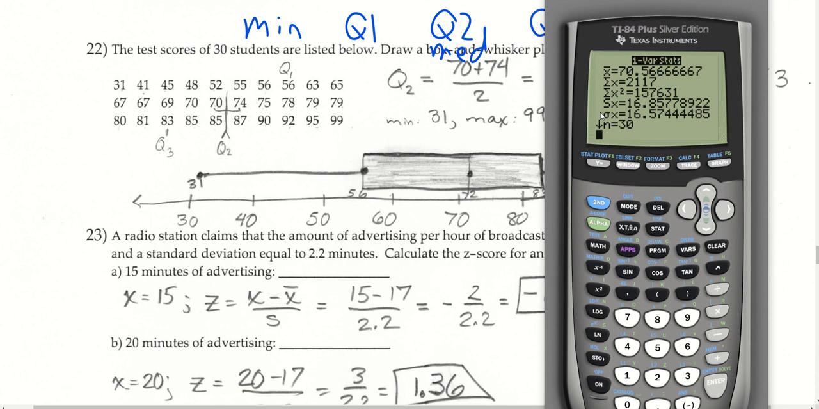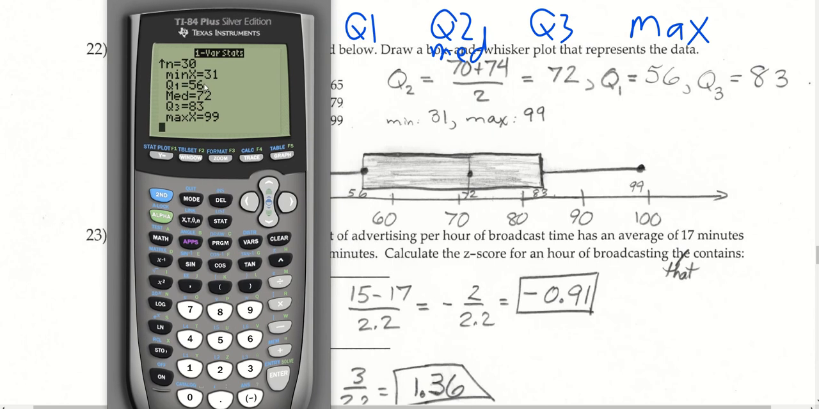And the calculator will actually give us the entire 5-number summary. Under 1-variable stat, all we have to do is scroll down and it starts to list it in order. So the minimum of the data set is 31. The next one would be the first quartile, Q1, that's 56. The second quartile, which is the same thing as Q2, is 72. The third quartile is 83. And then the maximum value of the data set is 99. So that's the 5-number summary.